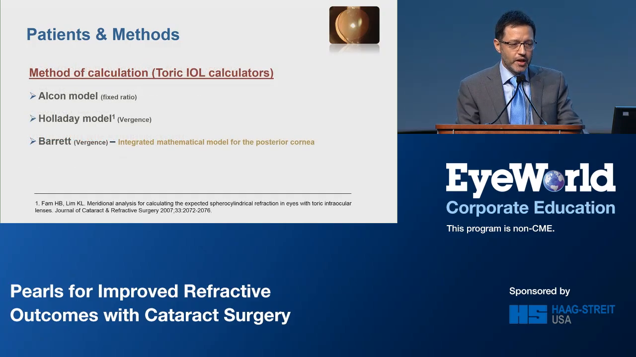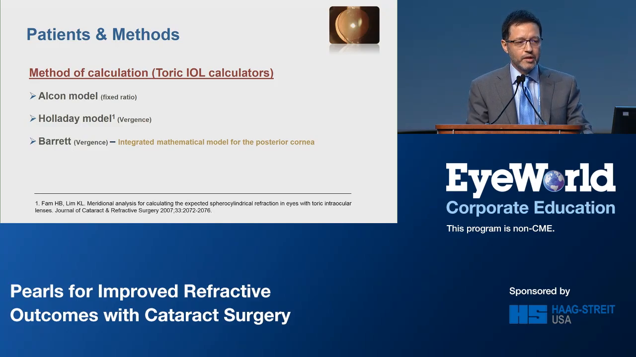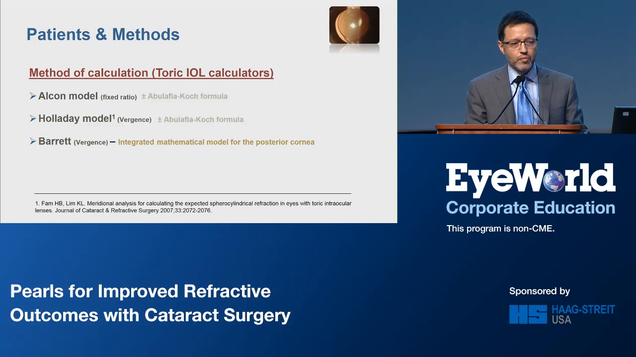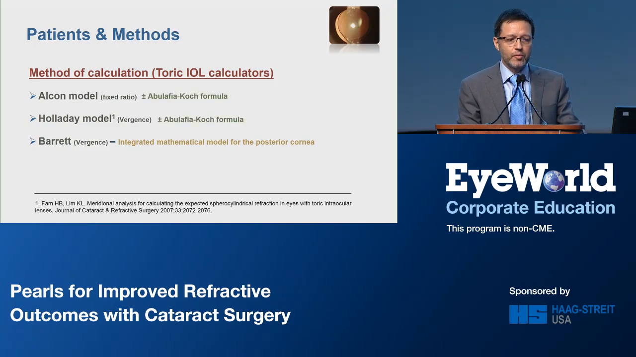And for the method of calculation, we compared the Alcon model, which is the previous Alcon model, which used a fixed ratio in order to calculate the estimated toricity at the corneal plane, and the Holladay 2 Toric calculator, which uses the effective lens position for the same purpose. Now, both the Alcon and the Holladay models were evaluated with or without the adjustments of the Abulafia-Koch formula.